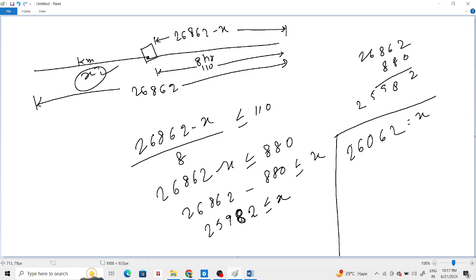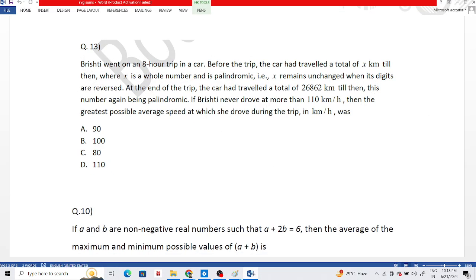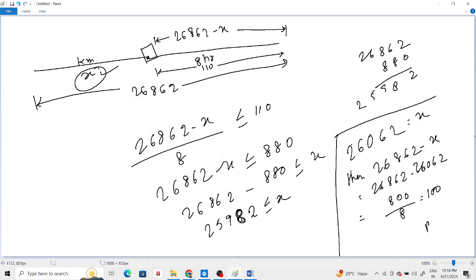If this is the case, then what is 26862 minus x? That is 26862 minus 26062, that is 800, right, divided by 8. So the average speed is 100, which again satisfies that she has not traveled more than 110. So the answer is B.